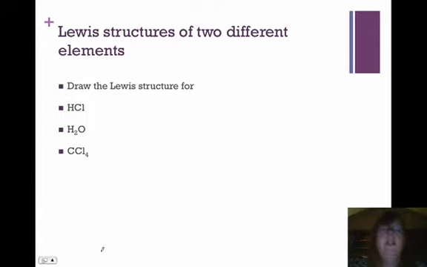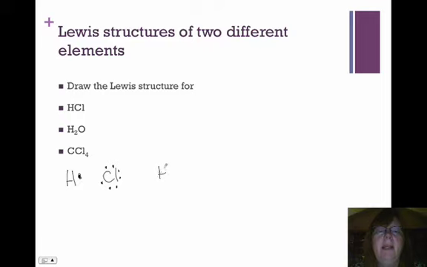We've got hydrochloric acid. The first thing you do is draw the Lewis dot structure for the elements involved. So for HCl, hydrogen has 1 valence electron, and chlorine has 7. Now again, these are both nonmetals, so the type of bonding is going to be covalent bonding, where the electrons are shared. Hydrogen would like to have 2 electrons in its outermost shell, chlorine would like to have 8, so they're going to share electrons.